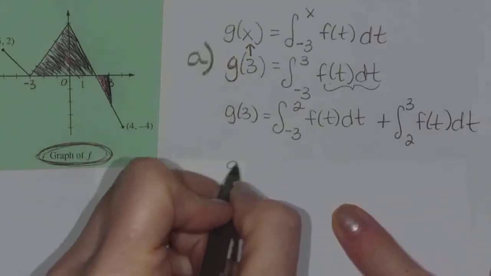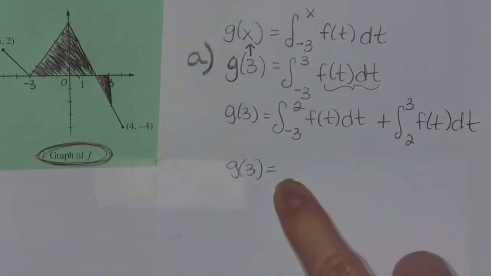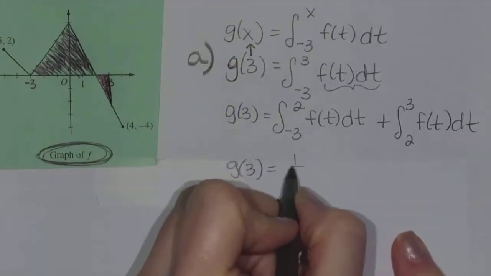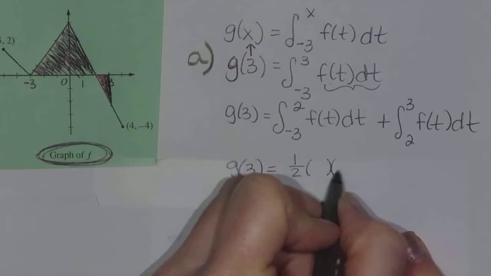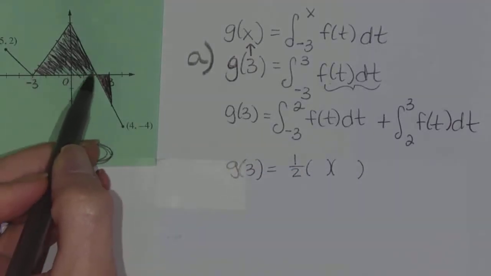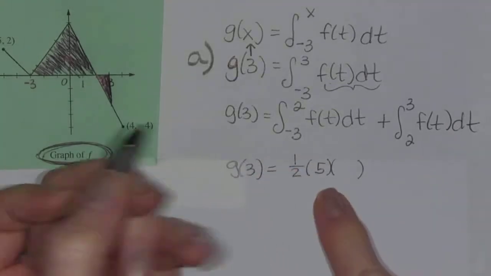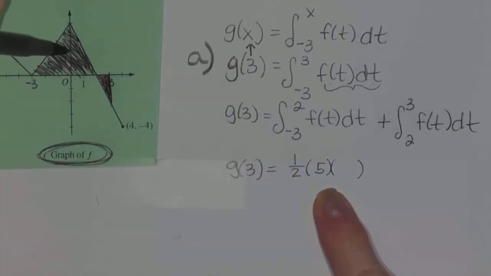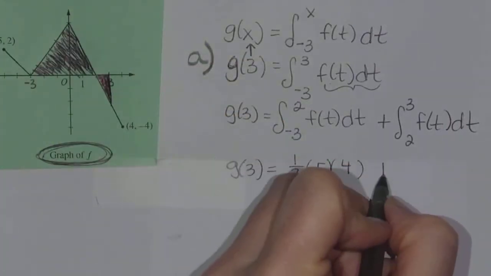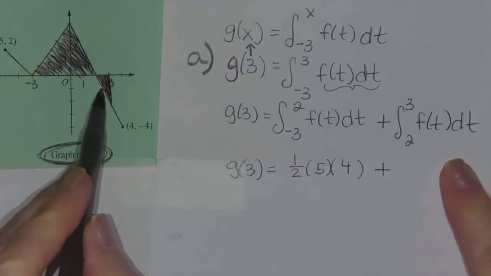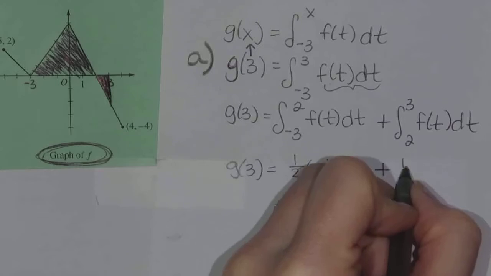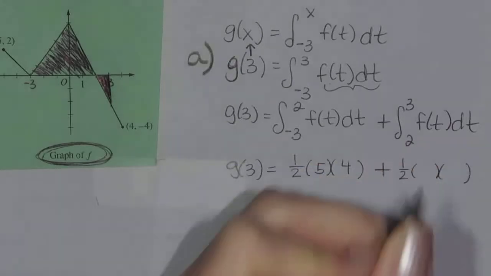So now I'm going to write g of 3 equals. Okay, so from -3 to 2, this triangle is just going to be given geometrically by 1/2 times the base times the height. So the base looks to be 1, 2, 3, 4, 5 units long, and the height 1, 2, 3, 4 units high. And to that, I'm going to add this triangle. Well, this triangle's signed area is going to be another 1/2 base times height.